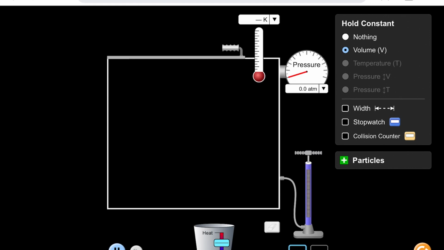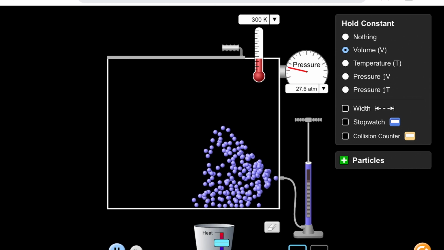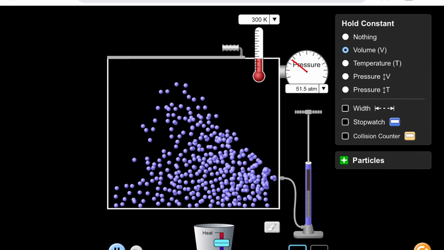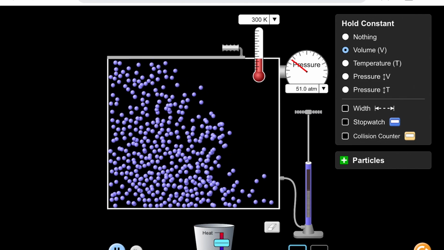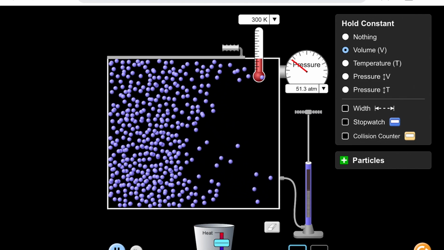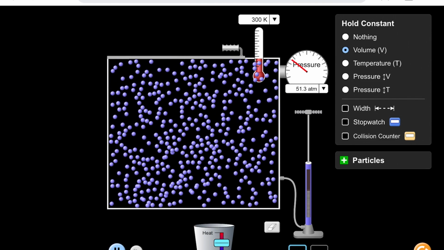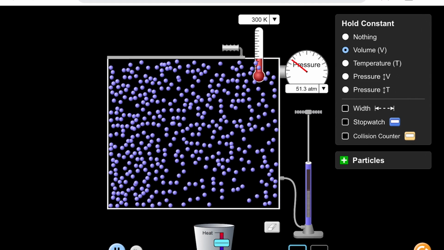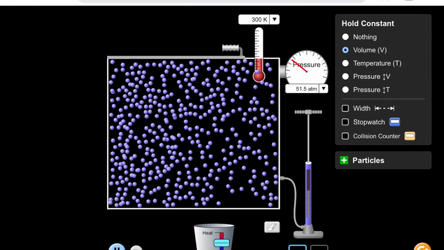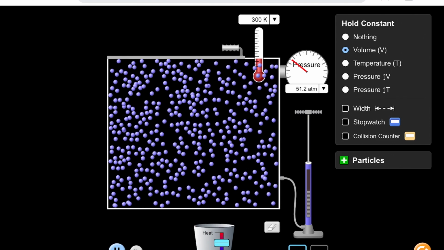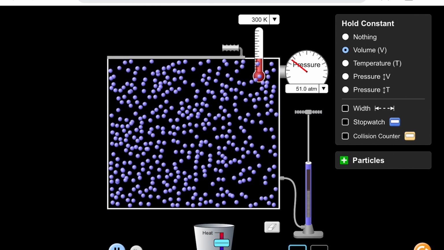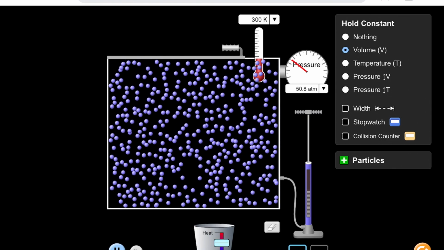Here we are back on our phet.colorado.edu page, and you notice I've got the volume on constant, and I'm going to pump some gas into here. And I'm keeping my volume constant. Now I've got a lot of gas in there, and I want you to notice that the pressure is increasing as I pumped more and more gas in there. Also notice my temperature. I can decrease the pressure in two ways.